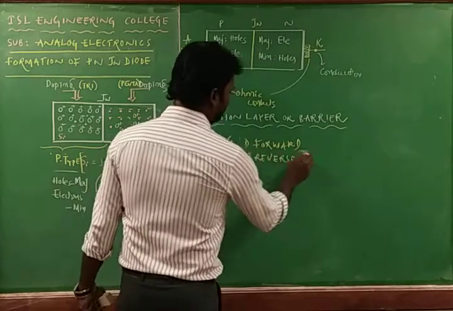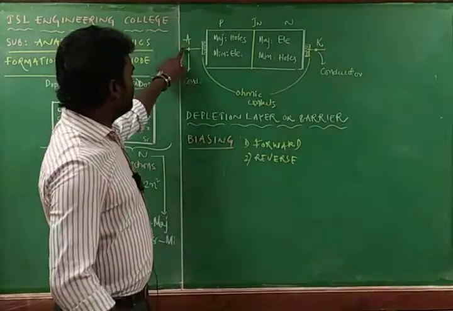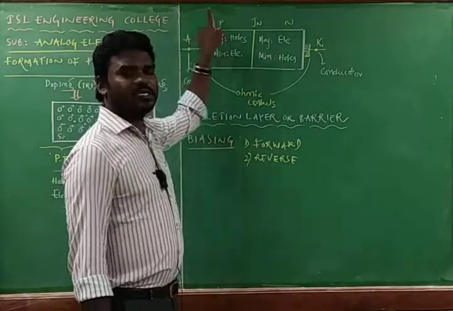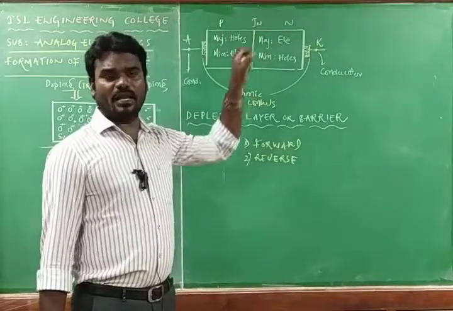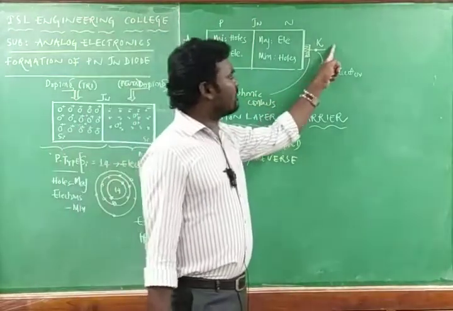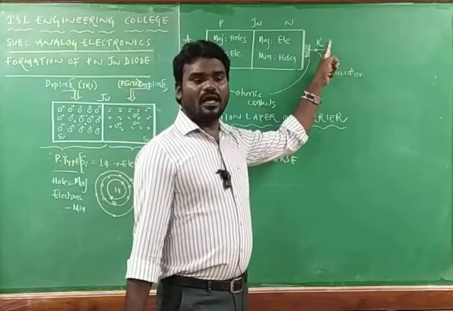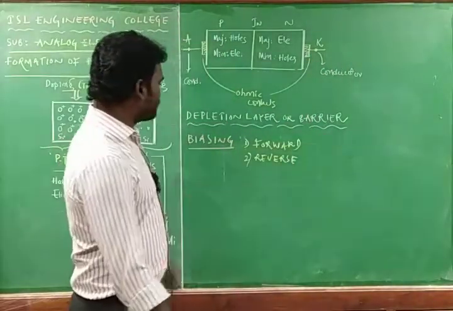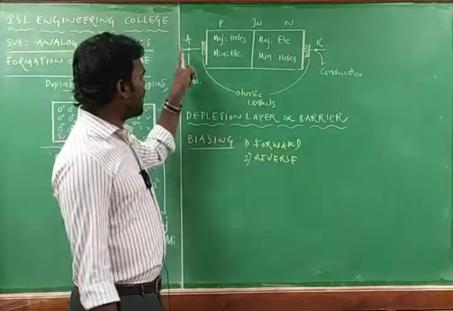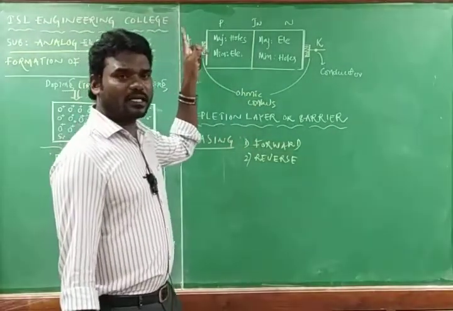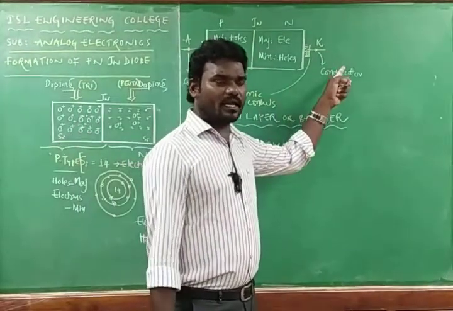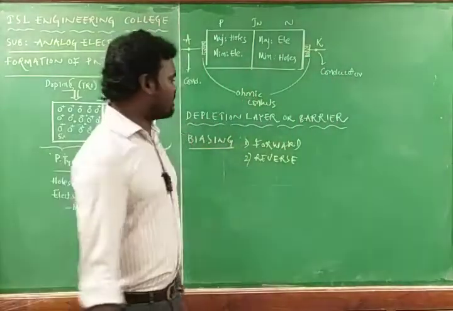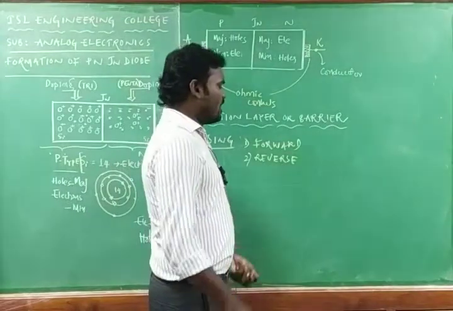In forward bias, the positive or the anode of the PN junction diode is connected to the positive terminal of the battery, whereas the cathode of the PN junction diode is connected to the negative terminal of the battery. That is called forward bias. In case of reverse bias, the anode of the PN junction diode is connected to the negative terminal of the battery, whereas the cathode is connected to the positive terminal of the battery. That is called reverse bias.